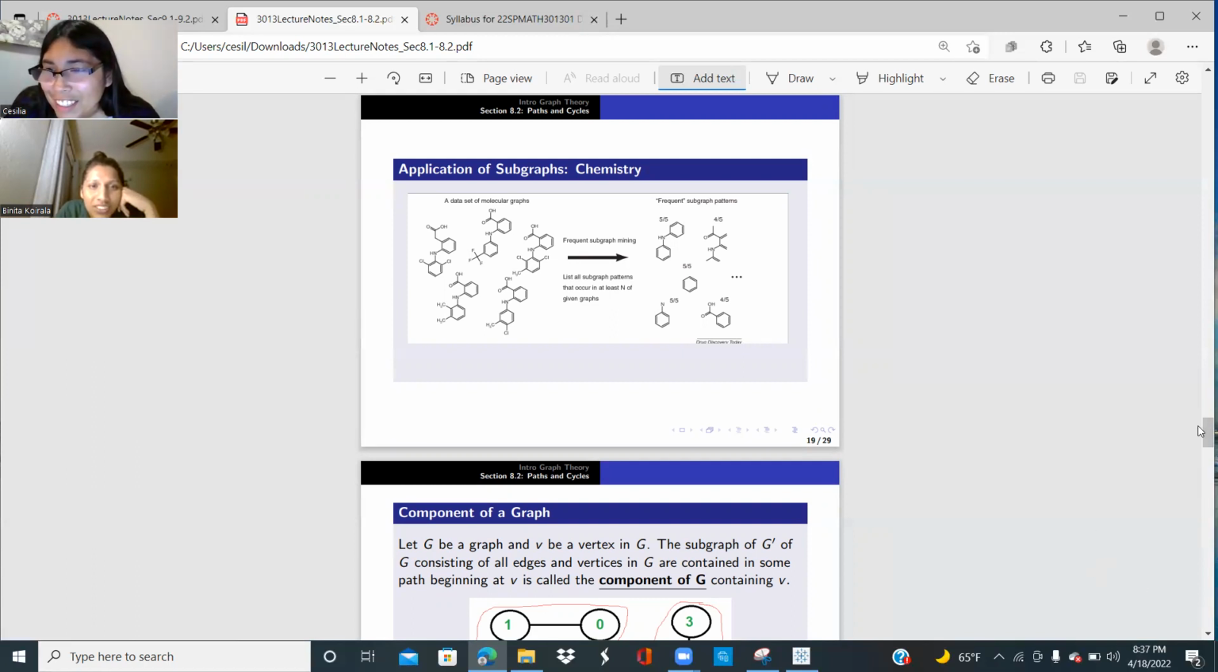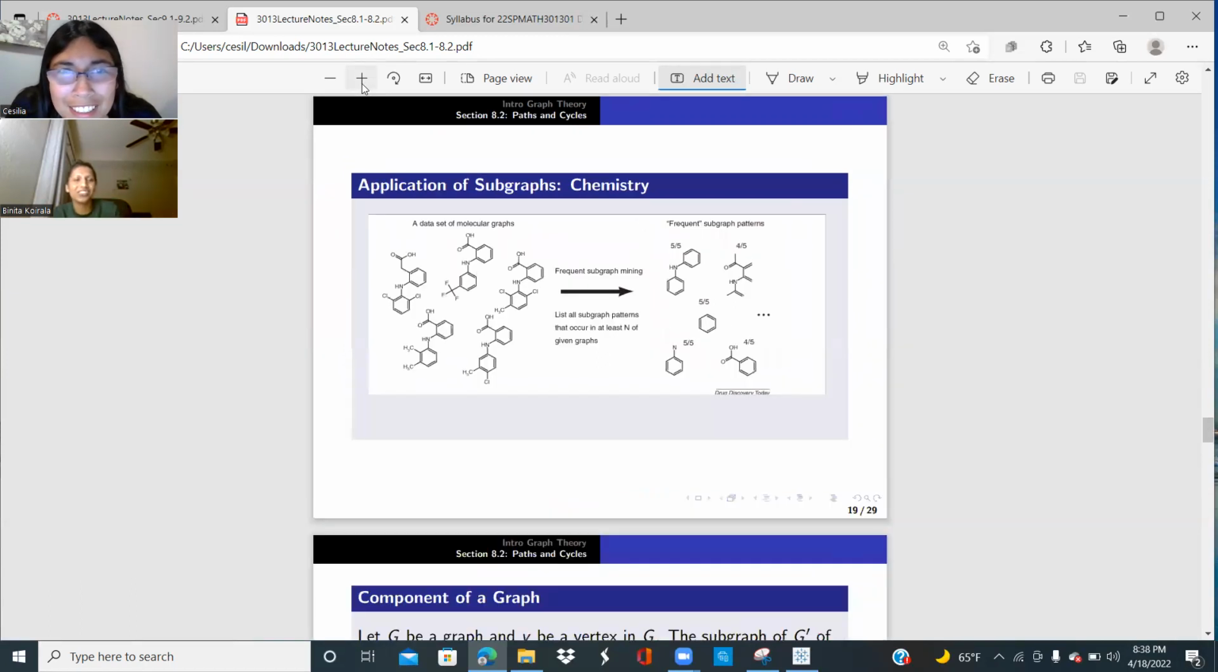Okay, so we got applications of subgraphs in chemistry. How can we read this? A data set of molecular graphs. Let me go ahead and zoom in real quick. Okay, they look like this. And frequent subgraph mining: our frequent subgraph patterns are on the right side, and on the left side is the data set of molecular graphs.